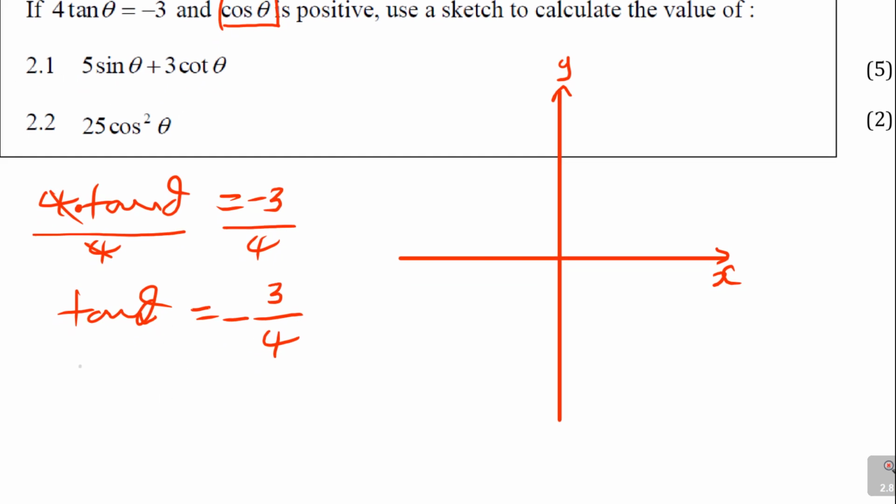You know what tan theta is. Tan theta is equal to TOA, from SOHCAHTOA, which is opposite over adjacent. And what is the opposite? It's Y. And what is the adjacent? It's X. Then you ask yourself, okay, if tan theta is Y over X, here you can now say Y over X.